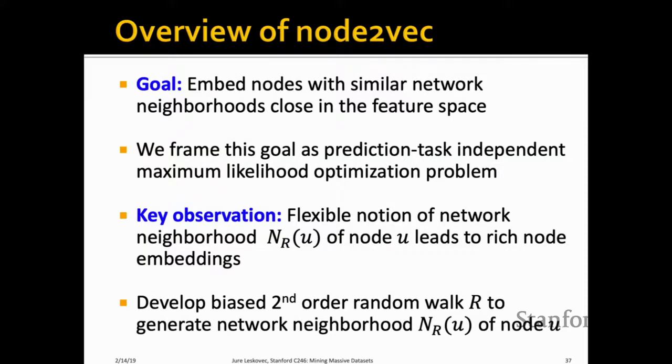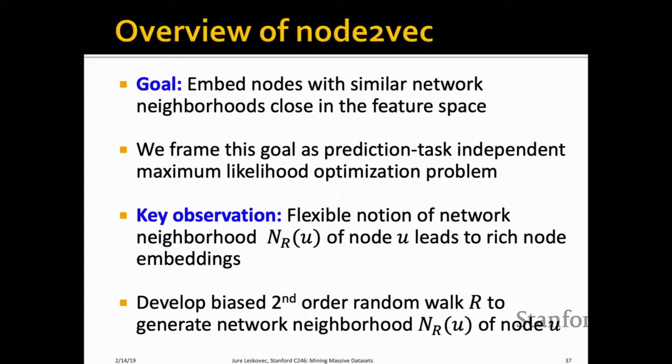So here is one idea. This is now an extension of this basic DeepWalk. The method is called node2vec, and the idea is that, again, I want to embed nodes with similar network neighborhoods close in the feature space. I want to frame this goal as a prediction task of independent maximum likelihood optimization problems, as we saw before. And the key observation will be to make the notion of the network neighborhood N of node U more flexible because it can lead to different types of embeddings. We'll generalize this first order unbiased random walk into something called a second order random walk, and we'll label it with R so that we have more flexibility in how we define this neighborhood N of a given node U.